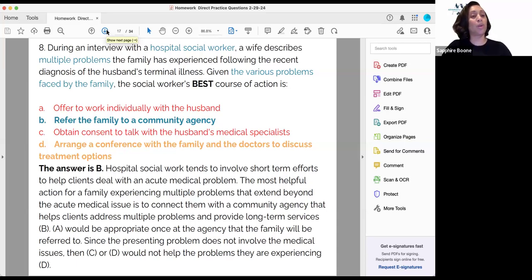As a hospital social worker. C, we got rid of too. So yeah, we were kind of between B and D. D would not help the problems they are experiencing, right? Because again, a conference sounds good, but it's more about the medical problem, and the issues they're having go beyond the medical problem. So that wouldn't really address their actual problem.